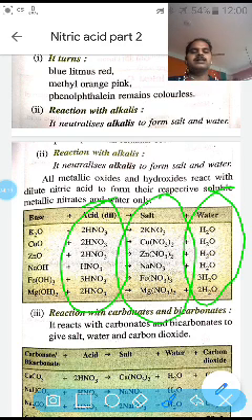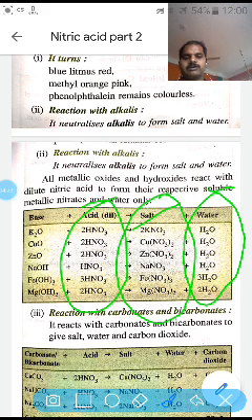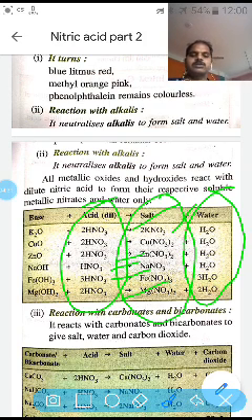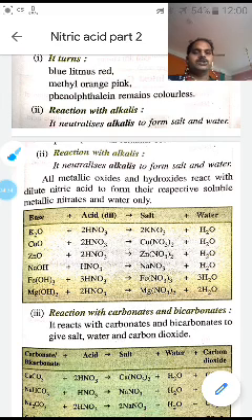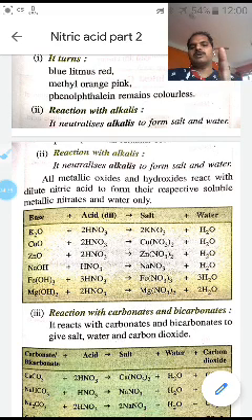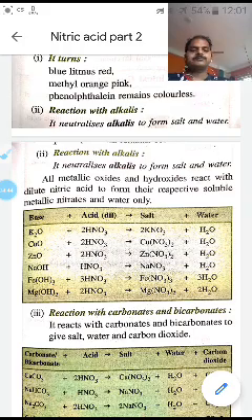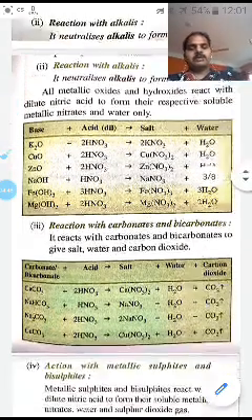Here, as it is nitric acid, it will form nitrate salt. We have potassium nitrate, then copper nitrate, then zinc nitrate, then sodium nitrate, ferric nitrate and magnesium nitrate. So these are the salts that form. So what is the key word? We must remember that an acid will react with a base to form a salt and water. Okay, now reaction with carbonates and bicarbonates.